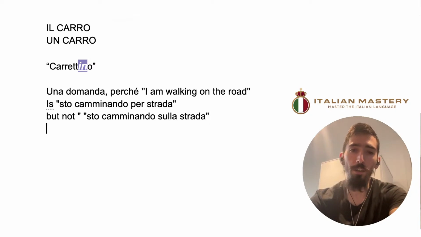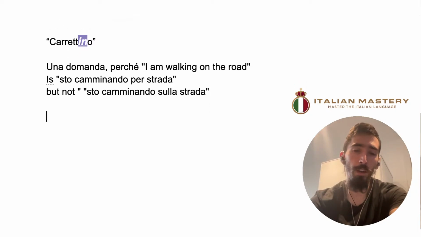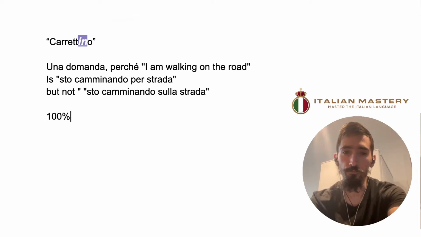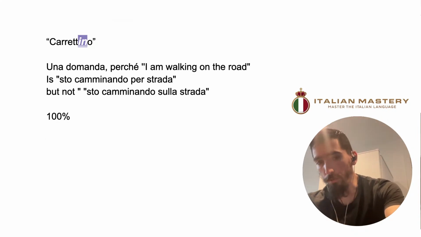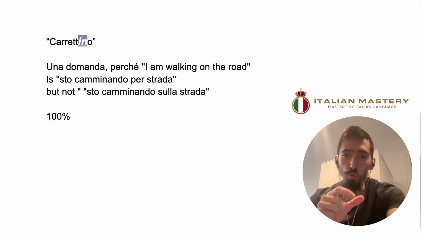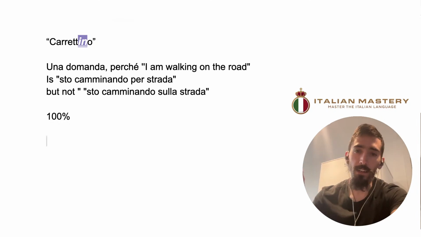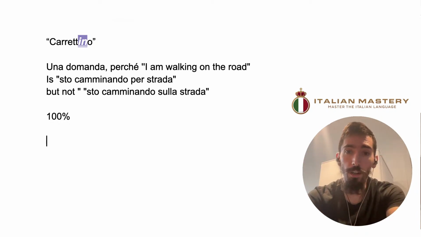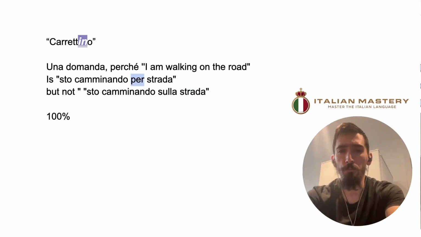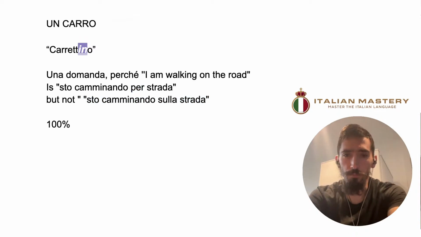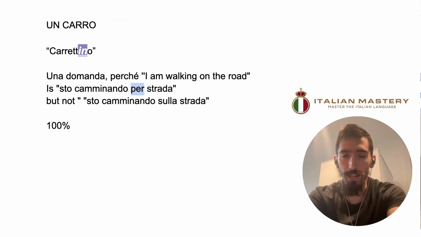So the answer to your question is you are 100% correct. I am walking on the road is sulla strada. So it is sto camminando sulla strada. That's the exact translation. Sto camminando per strada. I don't think I mentioned this before. Per strada.